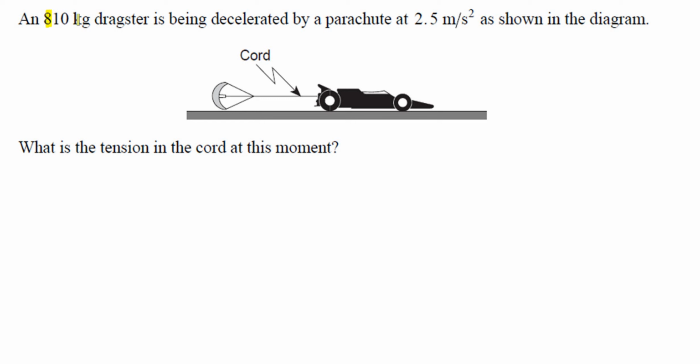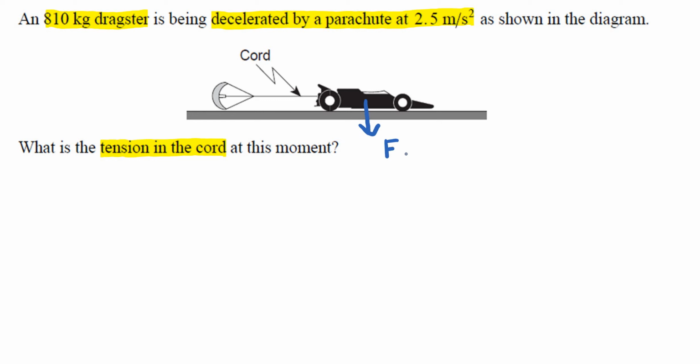There's an 810 kilogram dragster car and it's being decelerated by a parachute at 2.5 meters per second squared, as shown in this diagram below. And we want to find the tension in this cord. Okay, so we can definitely start off by drawing a free body diagram.